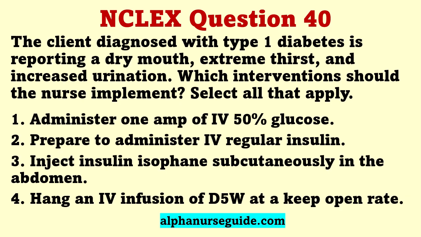One amp of 50% glucose would be used to treat a severe hypoglycemic reaction, and this client does not have signs or symptoms that indicate hypoglycemia. In fact, the client has signs and symptoms of hyperglycemia. Insulin isophane is an intermediate-acting insulin, which is not used to treat hyperglycemia. An IV of D5W would cause the client to have further signs and symptoms of DKA. Therefore, the nurse should not administer the IV.